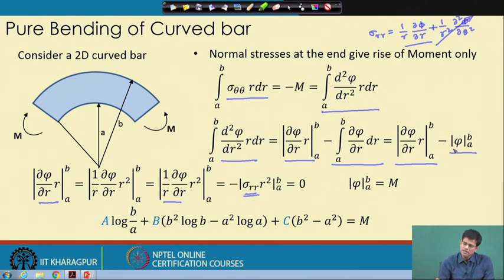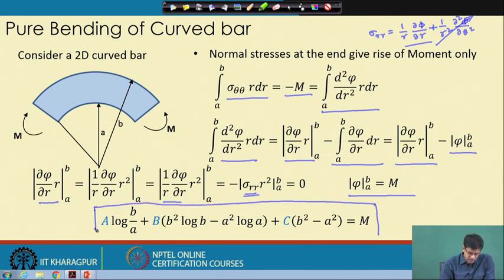So, now only this term is left, and minus phi from a to b is equal to minus M. So, phi from a to b becomes M. Now, if I substitute my phi, we get a log b by a plus b into b square log b minus a square log a plus c into b square minus a square equals M. So, this is my third equation that we were looking for.